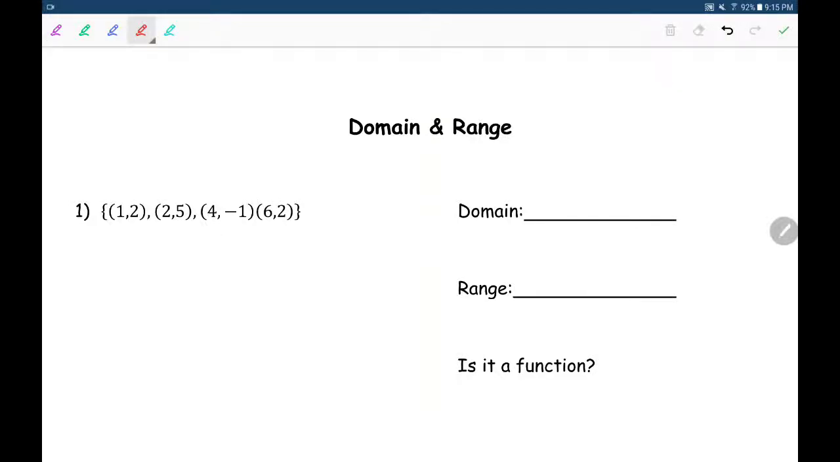In this video, we're going to review the idea of what the domain and the range are for a function. So first, when we're dealing with domain, what that's talking about is all the x values or the inputs of a function, and then the range is dealing with all the y values of a function or the outputs.